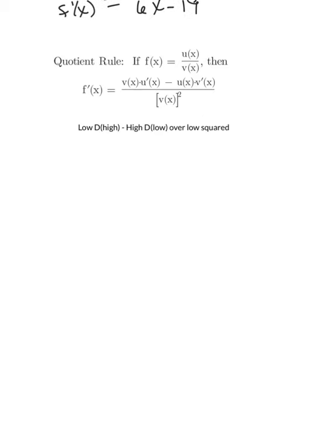The quotient rule says if f of x is some function u of x divided by a function v of x, then f prime, the derivative, will be v of x, exactly as given, times u prime, minus u of x, as given, times v prime, over v of x, which was your original denominator, squared. So a little saying to help you get this as you're doing it: low d high, where d stands for derivative, minus high d low over low squared.